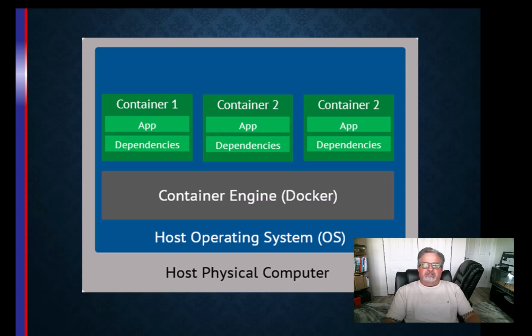But container 1, container 2, and container 3, these are 3 separate applications, right? It doesn't say guest operating system. It doesn't show the Linux penguin or the Microsoft flag, right? It says app, app, and app. These are applications. Now notice under those applications, you see dependencies listed there.